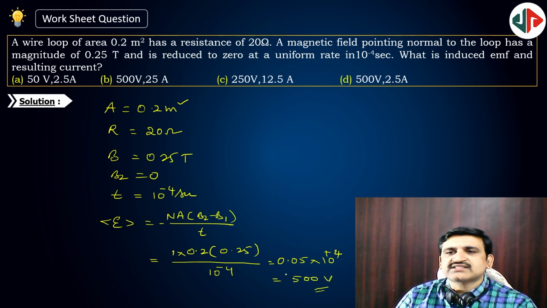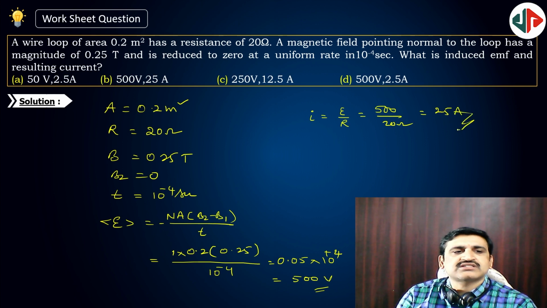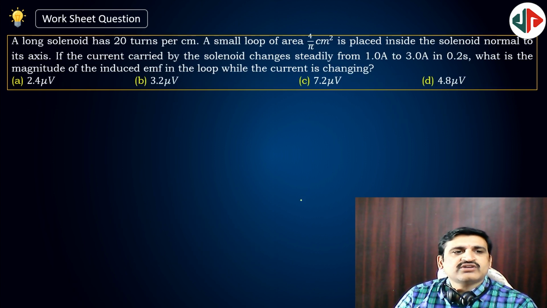What did he ask again? EMF and the resulting current. I is equal to E by R. E value 500 by R value 20 ohm. So it is 25 amps. So option B.